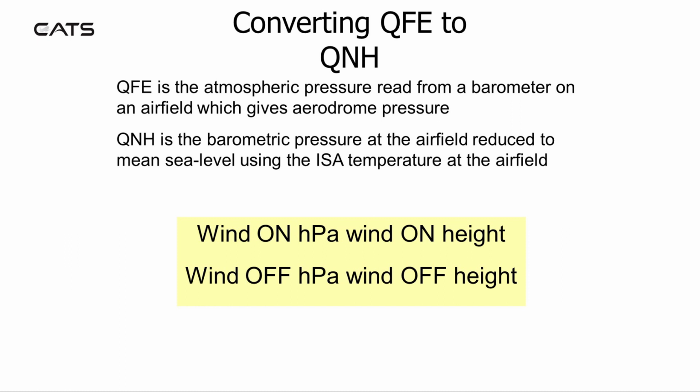Converting QFE to QNH. QFE is the atmospheric pressure read from a barometer on an airfield which gives aerodrome pressure. QNH is the barometric pressure at the airfield reduced to mean sea level using the ISA temperature at the airfield. Wind on hectopascals, wind on height. Wind off hectopascals, wind off height.